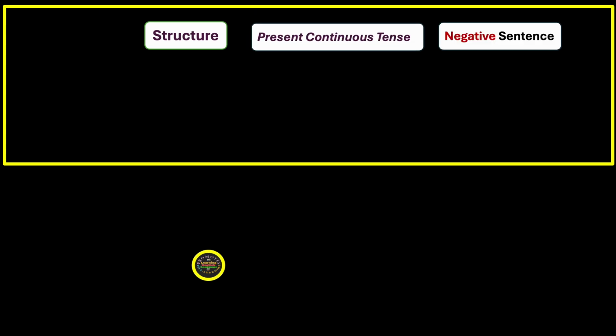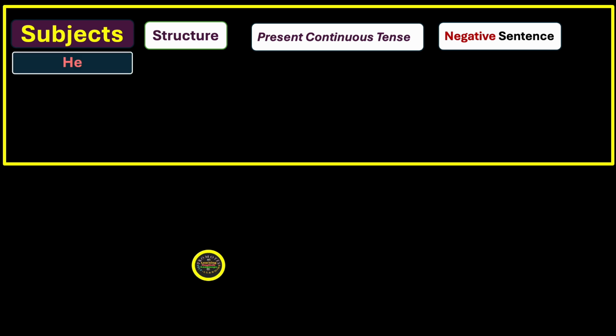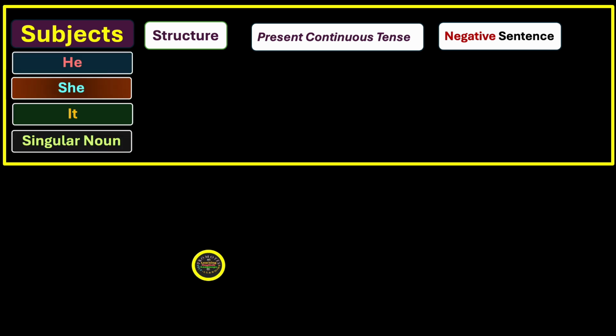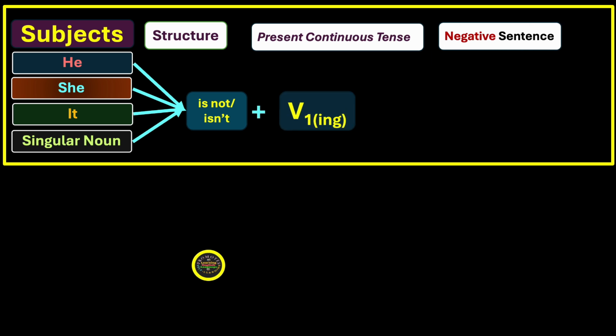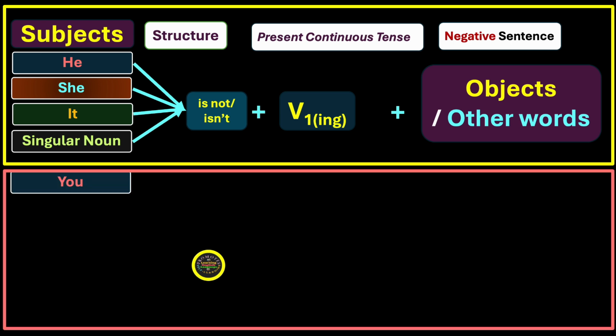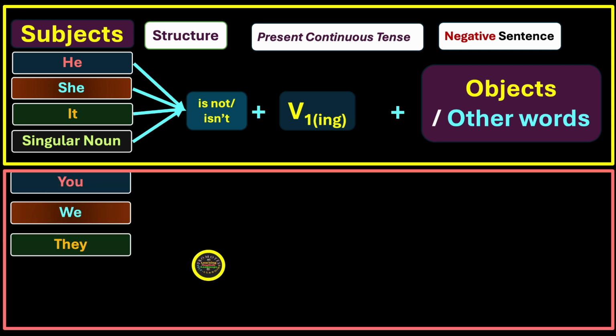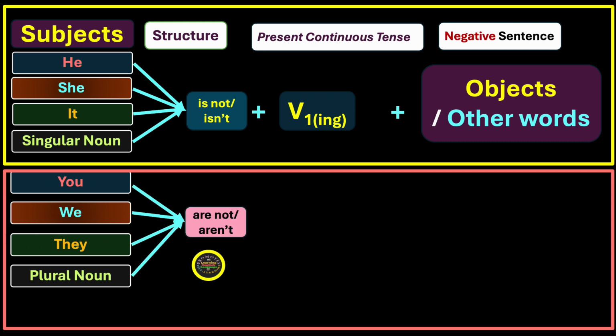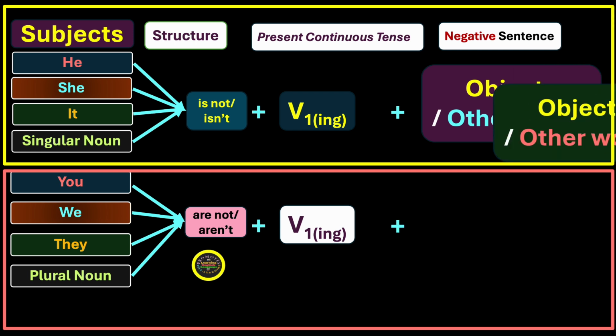We continue and move to the next stage of discussion, that is the structure of present continuous tense in the negative form of sentence. If we have the subjects like he, she, it and singular noun, we add is not and the short form is isn't. And then we have the first form of the verb with ing, and then we have objects or other words. If we have the subjects like you, we, they, plural noun, then we add are not and the short form is aren't. Then we add the first form of the verb with ing. Then we have objects or other words.